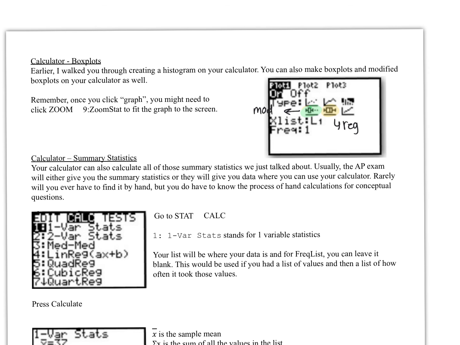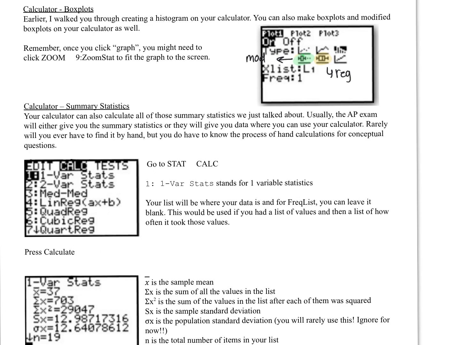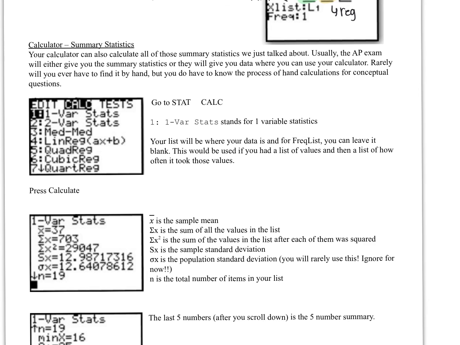And then once you select the graph, whether it's modified or regular, you hit zoom and then 9, and it'll fit it to the screen. So I want you to go ahead using the data we did before. Try it with each. Make sure you know how to do it, and then if you have questions, let me know. The next thing we're going to talk about are all of the statistics we calculated today. Your calculator will do for you. Mean, median, standard deviation, the 5-number summary. Your calculator does it for you.